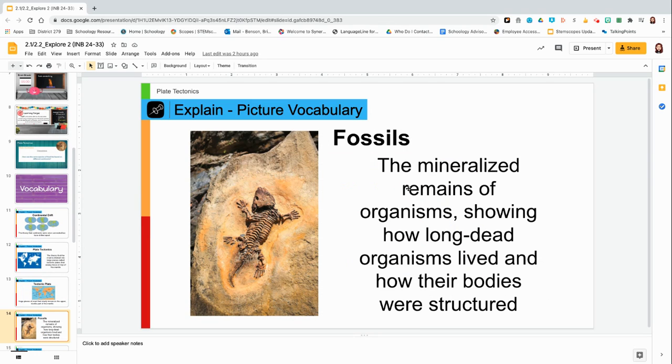Fossils are the mineralized remains of organisms showing how long dead organisms lived and how their bodies were structured. Fossils provide evidence as to how we know that dinosaurs actually existed.